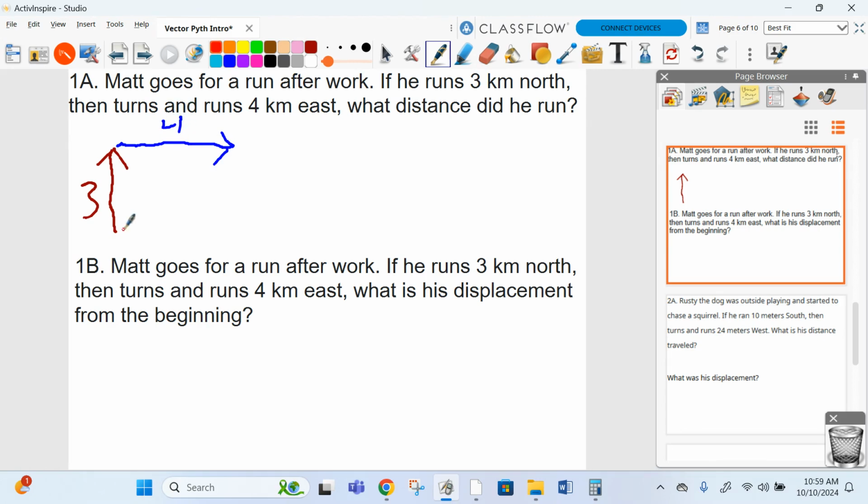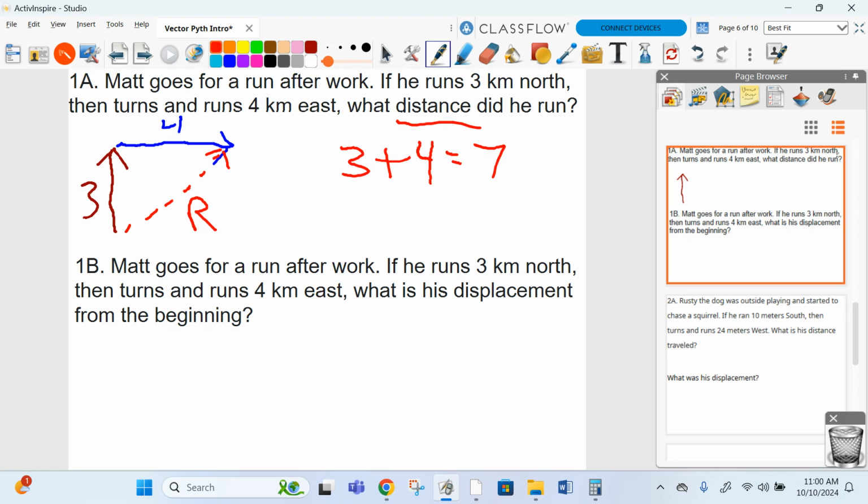And what we need is our overall displacement. This ends up completing our triangle. The diagonal, this is the displacement. Distance is found the same way as it was before. We add all motion regardless of which way we go. So Matt ran 3, then he ran 4. He ran a total of 7 kilometers.